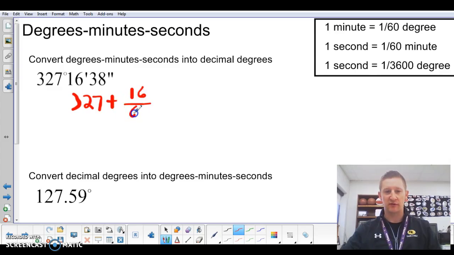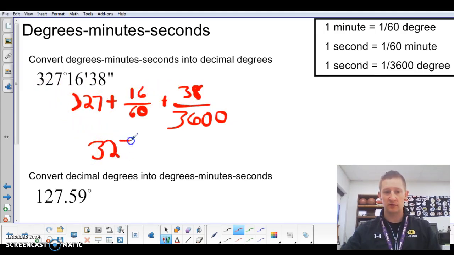Well, that's going to be 16 over 60. Okay, so there's that many 16/60ths of a degree, plus the 38 seconds part of that. Well, that means there's 38 3600ths of a degree. Okay, I want to add these two things. This is going to be a decimal. This is going to be a decimal. You add them up, we're going to have 327 point something. We're going to do that on the calculator right now.